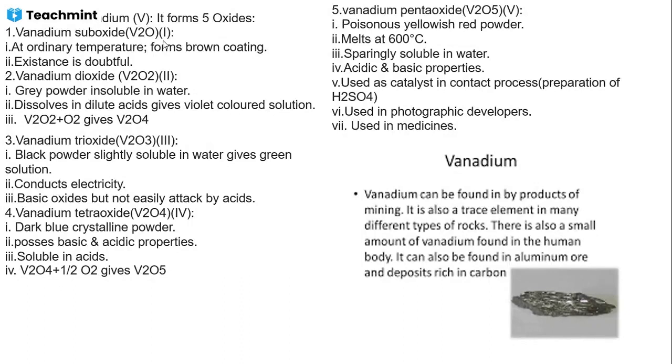अब ये कहाँ मिलता है? It is a byproduct found in byproducts of mining. जब माइनिंग करते हैं, उसके बाय प्रोडक्ट में मिलता है. It is also a trace element in many different types of rock. There is also a small amount of vanadium found in the human body. It can also be found in aluminium ore and in deposits rich in carbon. Okay, this is about vanadium.